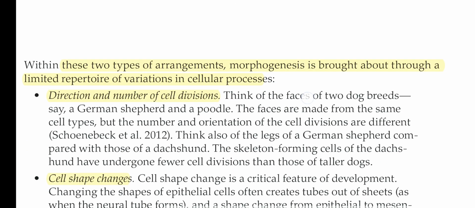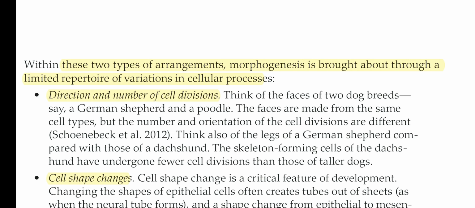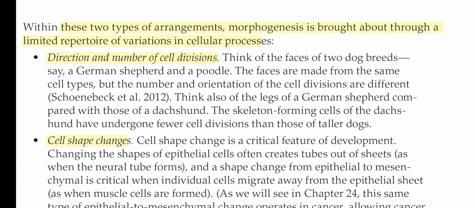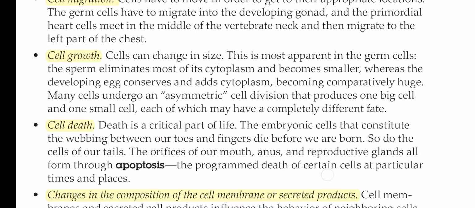So, first, the direction and the number of cell divisions. Just think, if the direction changes, then it's like your left forelimb moving in a different direction from your right forelimb, which is moving in the other direction. So this kind of problem arises. And as for the number of cell divisions, if every single cell in your body multiplied, it would be enormous and very difficult. Okay, then the cell shape changes, cell migration, etc.